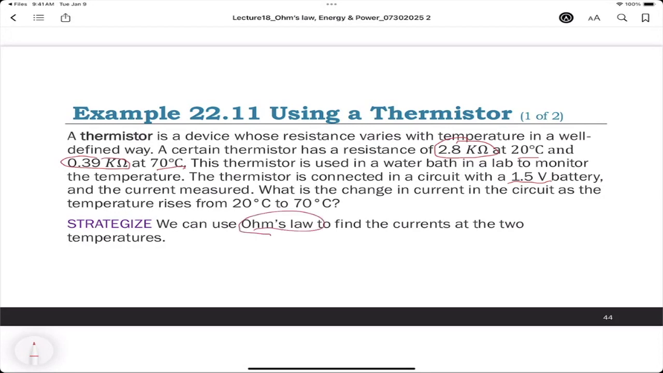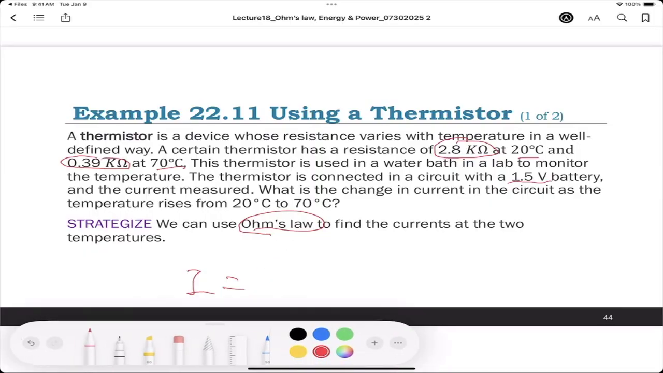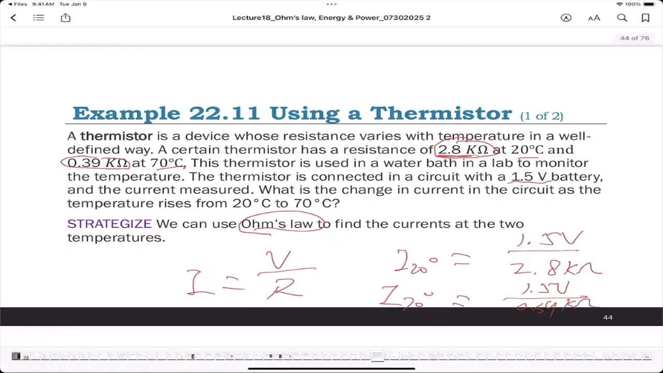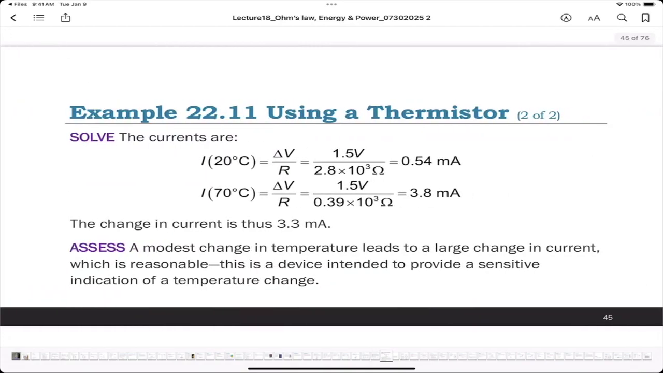Actually, we can use Ohm's law. We can use I equals V divided by R, am I right? For the 20 degrees, this is the voltage, and this is the resistor. And for the 70 degrees, the voltage will be the same thing, but the resistor changed. It is just 0.39 k ohm. Yeah, you can calculate the current in the different situations. This is what we just wrote down.